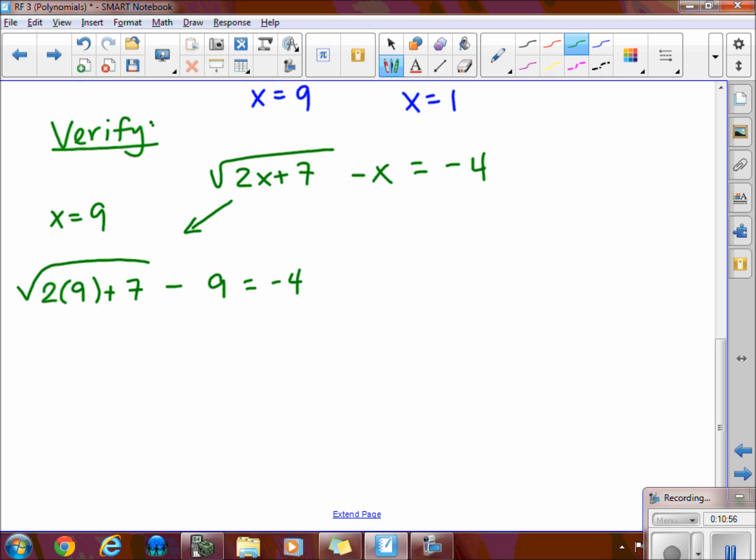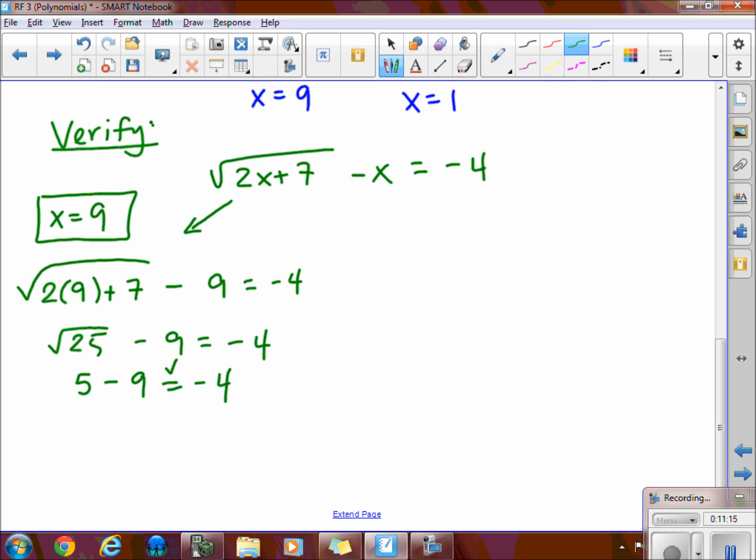So when we go through the work, we have 2 times 9 is 18 plus 7. Well, that's the root of 25. Minus 9 equals negative 4. Now you can see that 5 minus 9 does indeed equal negative 4. So x equals 9 is a solution to this radical equation.